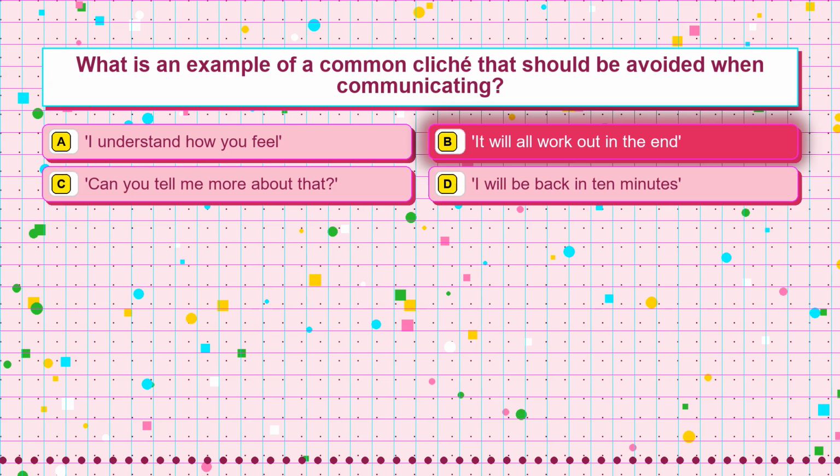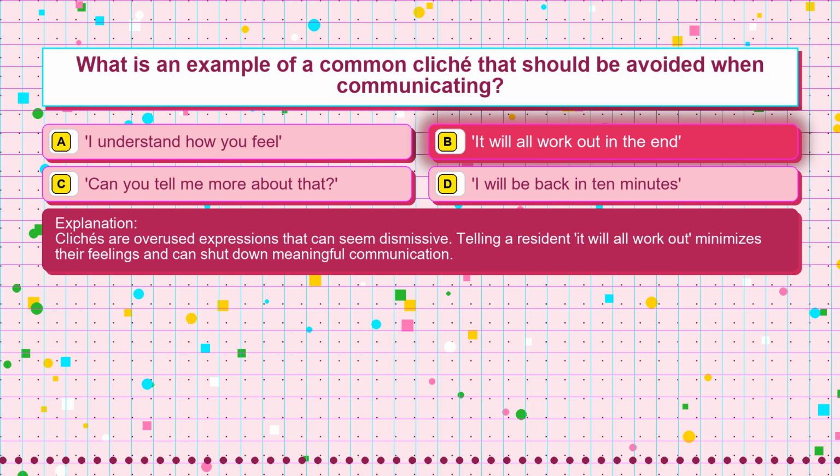The correct answer is option B, it will all work out in the end. Clichés are overused expressions that can seem dismissive. Telling a resident it will all work out minimizes their feelings and can shut down meaningful communication.